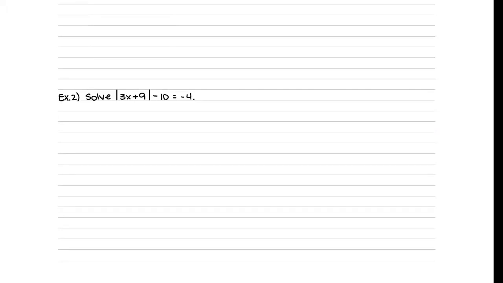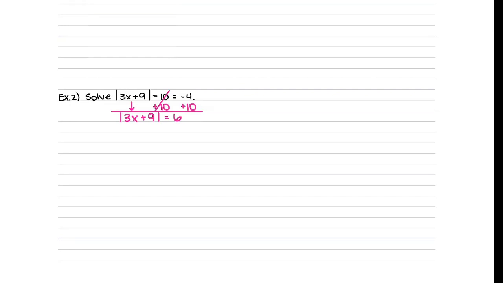For example 2, we have the absolute value of 3x plus 9 minus 10 is equal to negative 4. We have to isolate the absolute value first. So that minus 10, we have to move to the other side so we can add it to both sides. These 10s are going to cancel. We're going to drop down the absolute value of the 3x plus 9. The absolute value of 3x plus 9 is equal to 6. Remember, negative 4 plus 10 is the same thing as 10 minus 4.